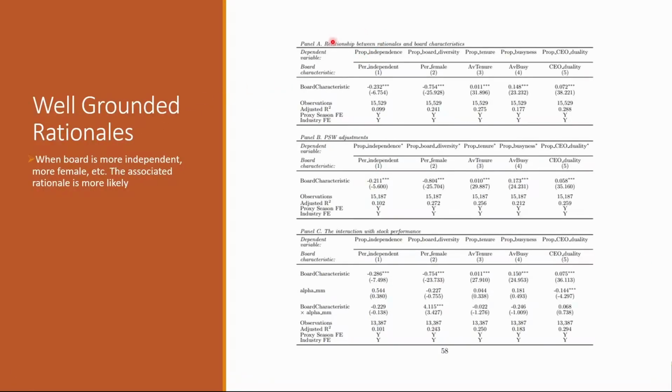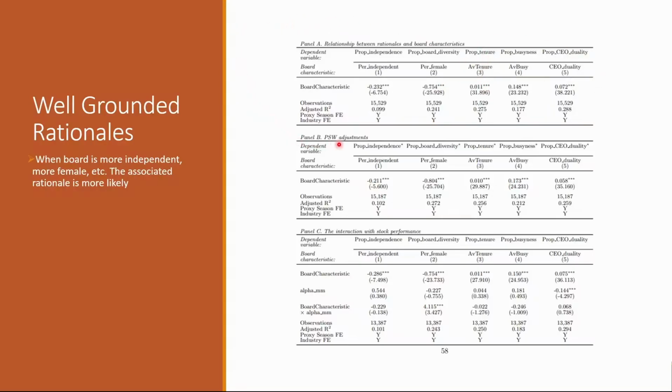So we have proportion of independence. So this is how many members of the board are independent, diversity, tenure. So these are all sort of things that they're talking about that might be related to corporate governance. And when the board is less independent, they start complaining about independence. When the board has fewer females, so it's going to be less diverse, they start complaining about it. When tenure is higher, they're talking more about tenure.